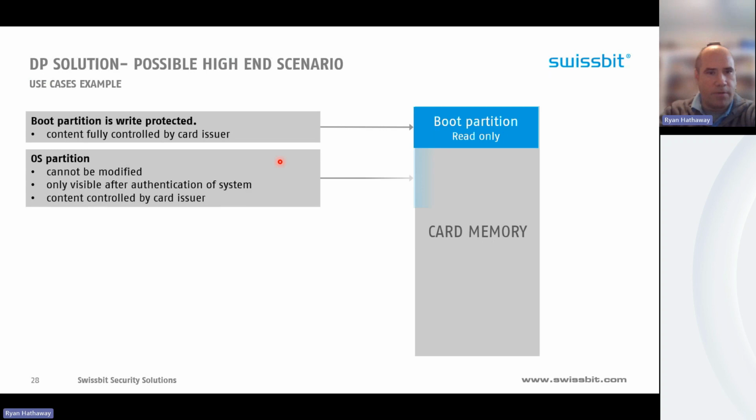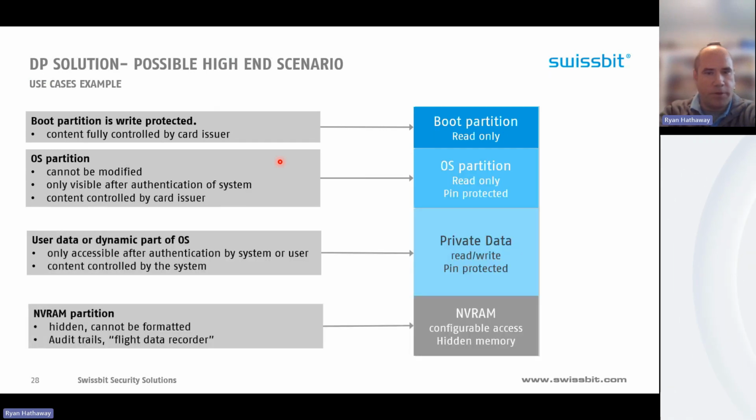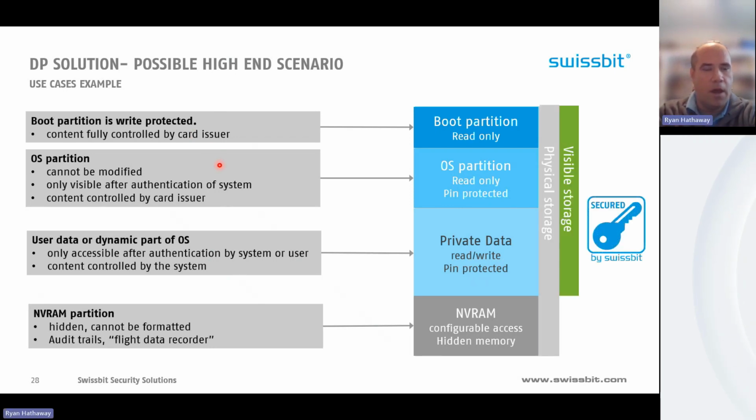So here's a visual block diagram of some of the things we can do within one memory product. For example, you can have a boot partition. We talked about this, totally write protected. It's read only. Our customer burns the data and it cannot be overridden. You can have an operating system partition, which is only visible after authentication of the system and cannot be modified. The content is controlled by the card user.